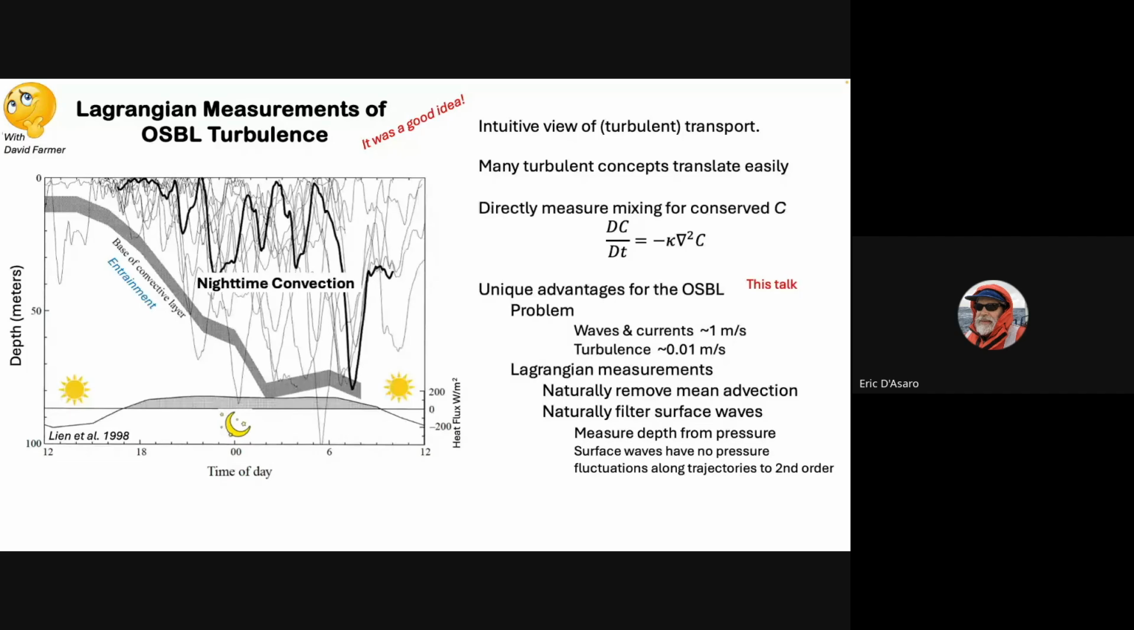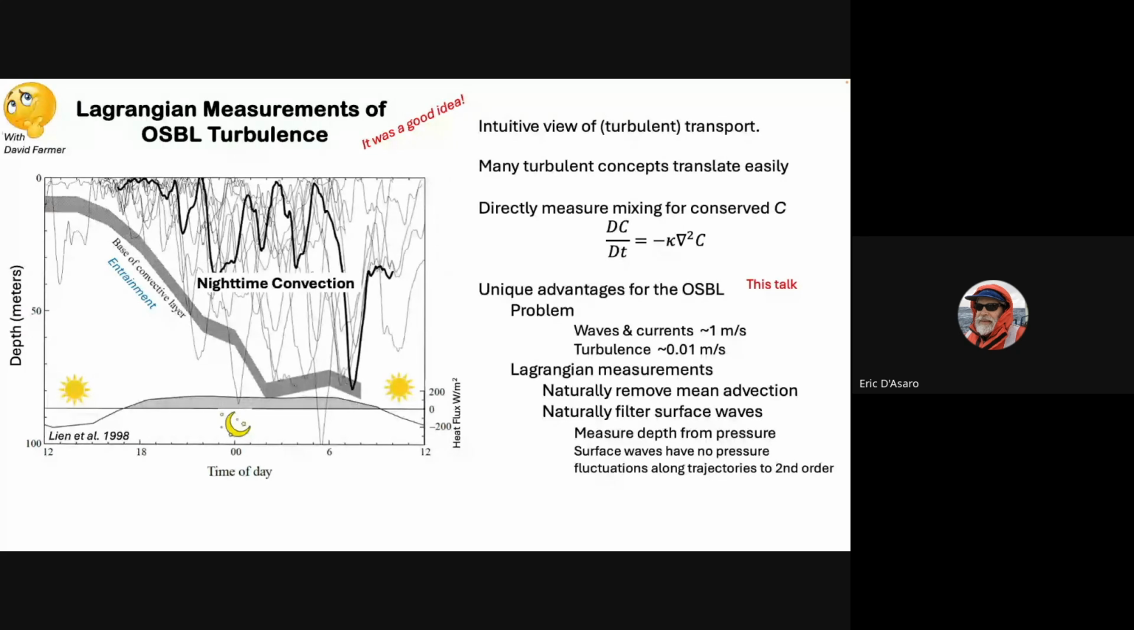Okay. There are also some very unique advantages of these techniques just for the ocean surface boundary layer. There's a huge problem, and that is the turbulence velocities are a centimeter a second, and the surface waves are a meter a second, and the currents are a tenth of a meter a second, and so you've got a signal to noise of 0.01. You need a signal to noise of maybe 100, so that means your instrument would have to be linear to 1 part in 10 to the 4th, and you can't do that. So this is a big problem.